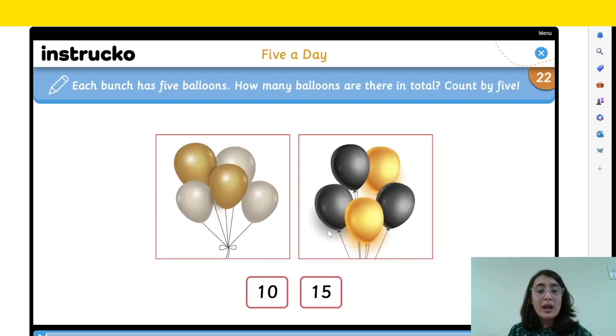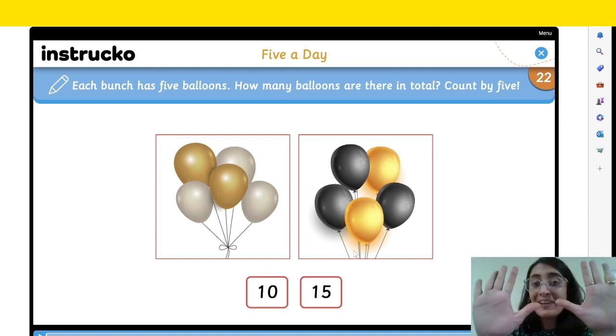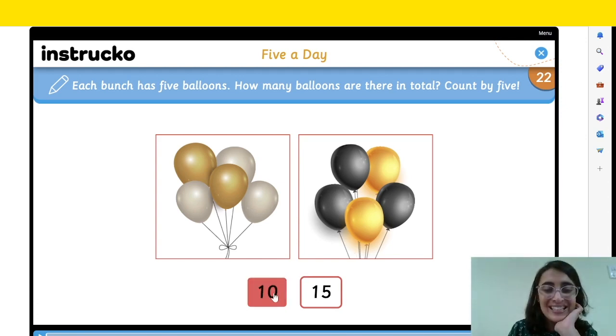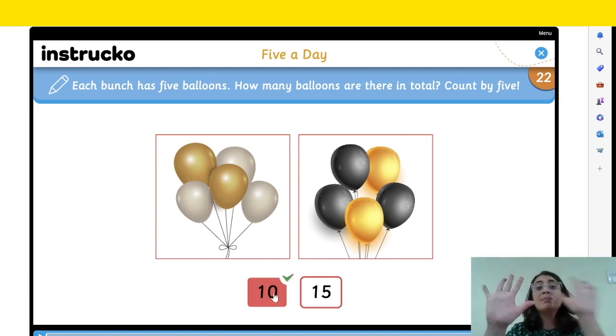See, here there are balloons. In the first column we have white and golden balloons, and in the second column we have black and golden balloons. But what is common? Each bunch of balloons has 5 balloons in total. So this first bunch also has 5 balloons, and second bunch also has 5 balloons. Now come on, tell me, what is 5 plus 5? 10. Right. So my correct answer is 10. 5 balloons plus 5 balloons make 10 balloons.